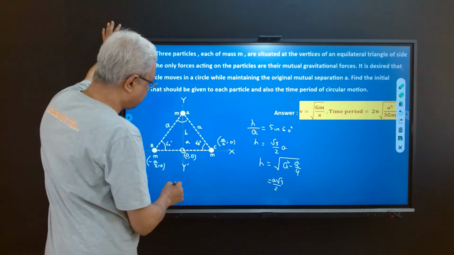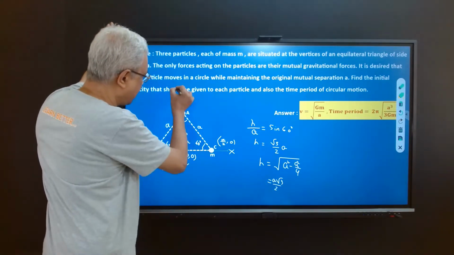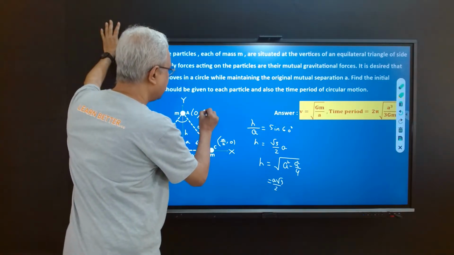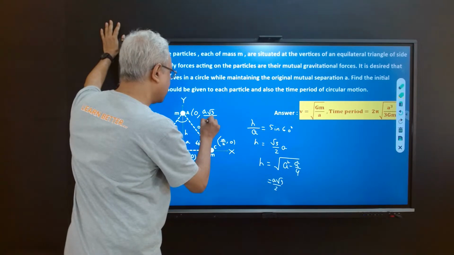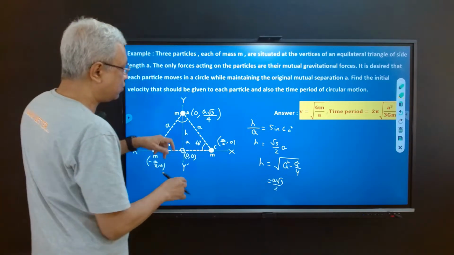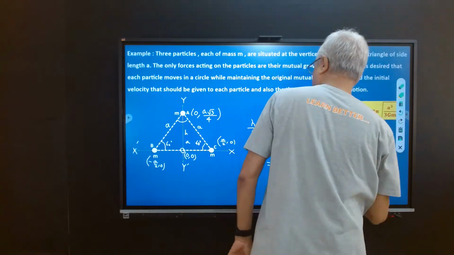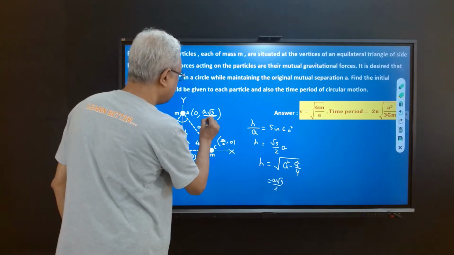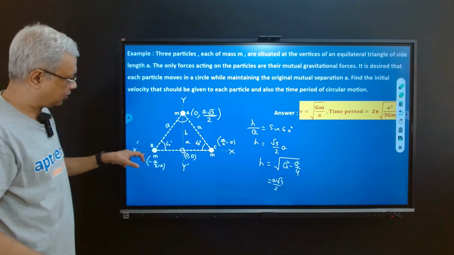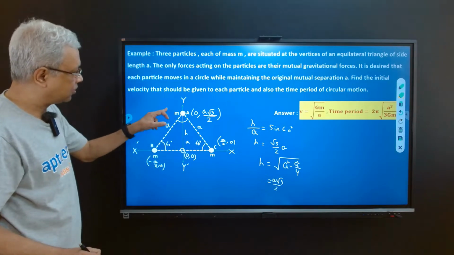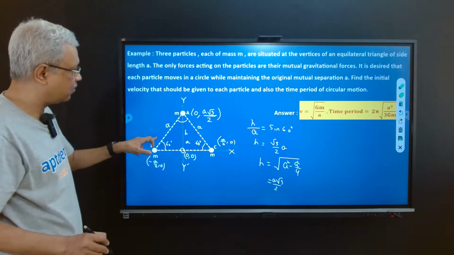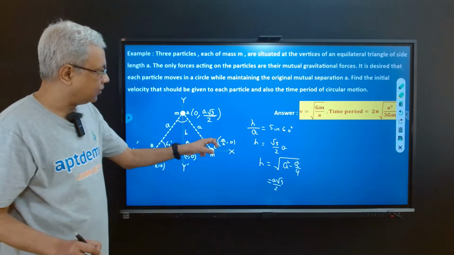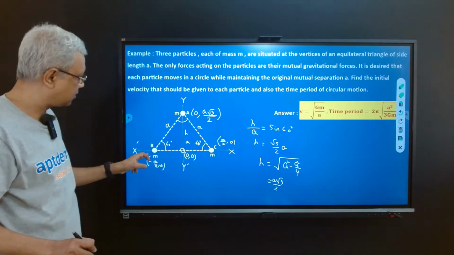So what is the coordinate of A? It lies on the y-axis. So its x coordinate is 0 and y coordinate is A root 3 by 2, because the height you have calculated is A root 3 by 2. So, three equal masses M are located at 0, A root 3 by 2, A by 2, 0, and minus A by 2, 0.